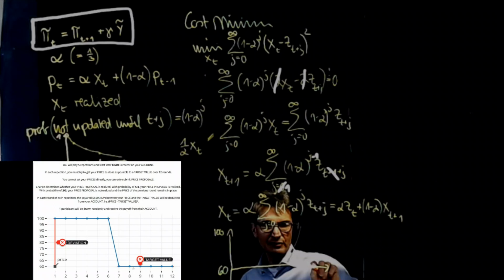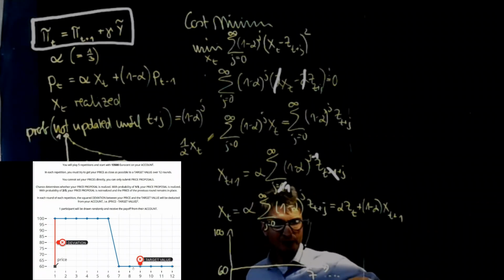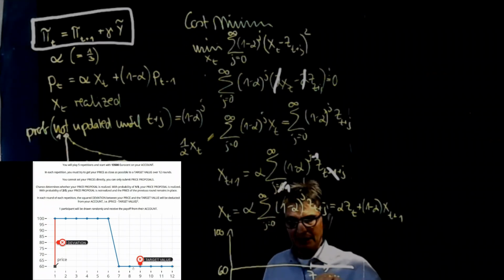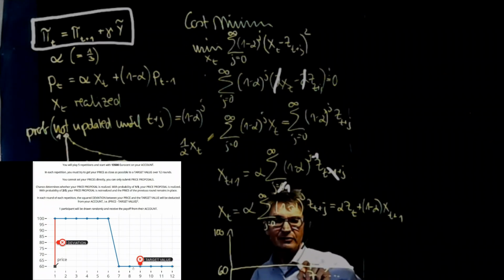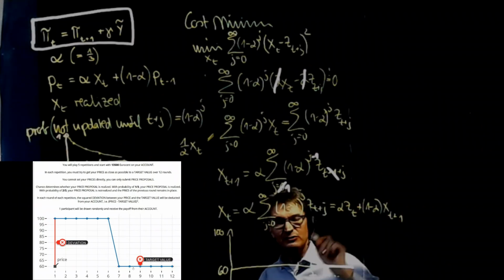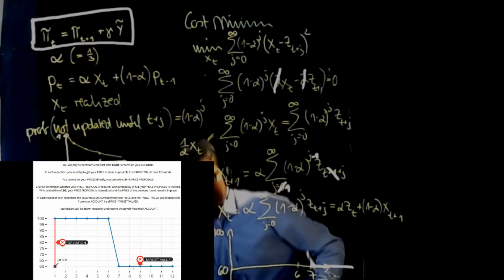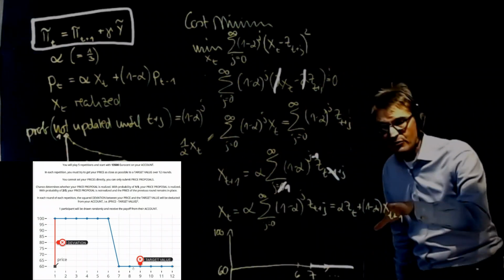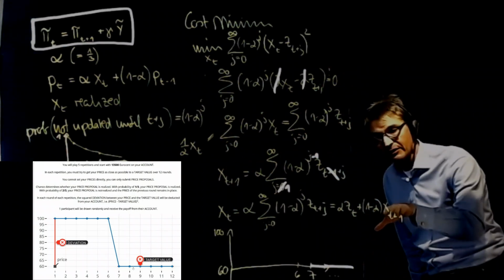Okay, so we're having the 100 here and the 60 here. And you know, in rounds 7 and 8 and so on, you will for sure set a price proposal equal to 60, because anything else would just be a waste. The question is, what will you do in round 6? And here is the answer.